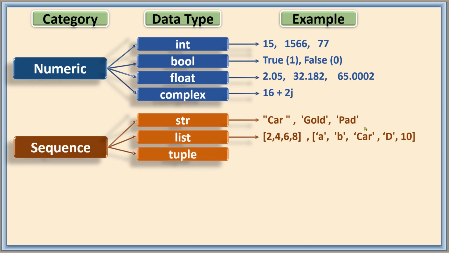Next one we have tuple. This is always indicated in ordinary parentheses. Here also we can have different types of basic data. I forgot to say, a list is always given inside square brackets.